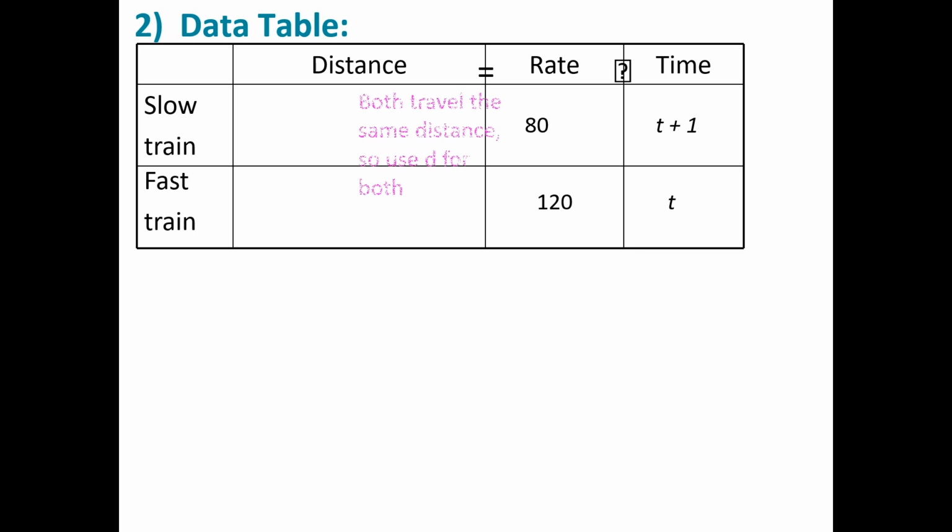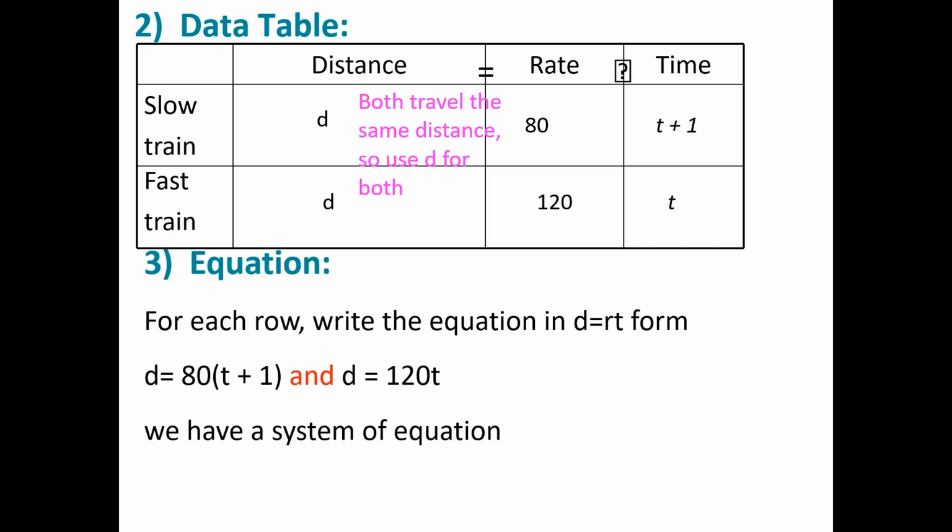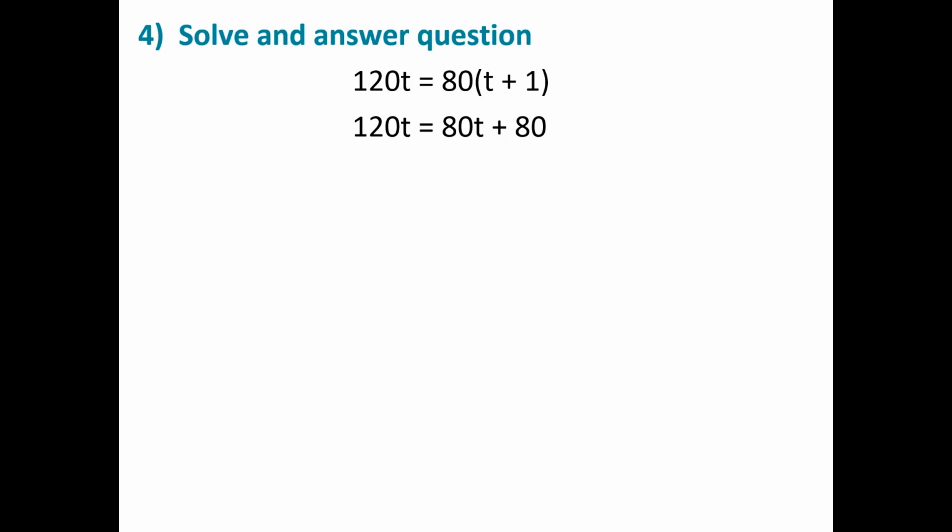Now, the distances are the same. Distances are the same in all of these problems today, so it kind of sets ourselves up for a system of equations that we would solve with equal values method. So we got y equals 80 times t plus 1. We got y equals 120t, and we're going to solve that by setting them equal to each other.